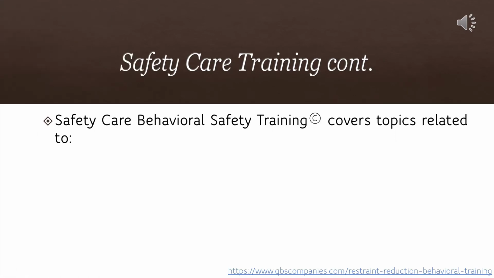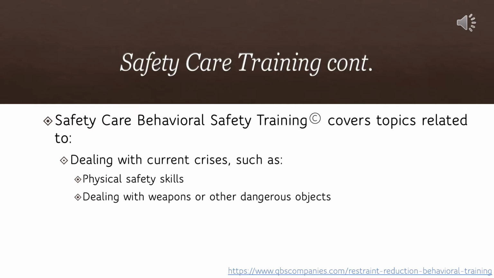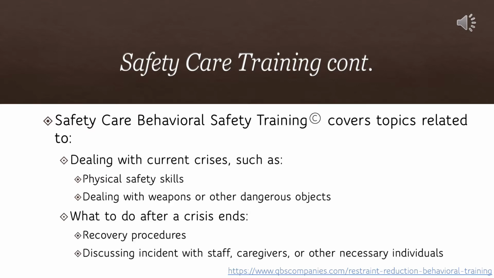Safety Care Behavioral Safety Training also covers topics related to methods of how to deal with current crises, such as physical safety skills and dealing with weapons or other dangerous objects that a client may get a hold of. It also teaches you what to do when the crisis ends, such as recovery procedures and how to discuss the incident with staff, caregivers, or other necessary individuals.